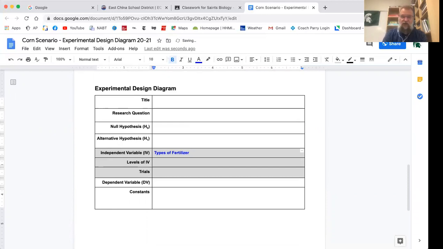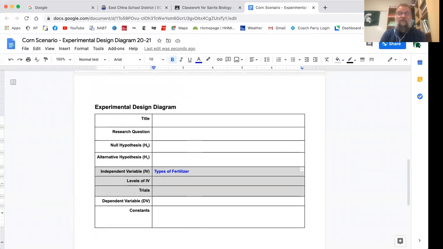Not just fertilizer, you want to be specific. It's not the amount of fertilizer, it's not the age of the fertilizer, it's the type of fertilizer. So you want to be as specific as possible. And then the dependent variable, what's he going to measure to know if the type of fertilizer makes a difference?